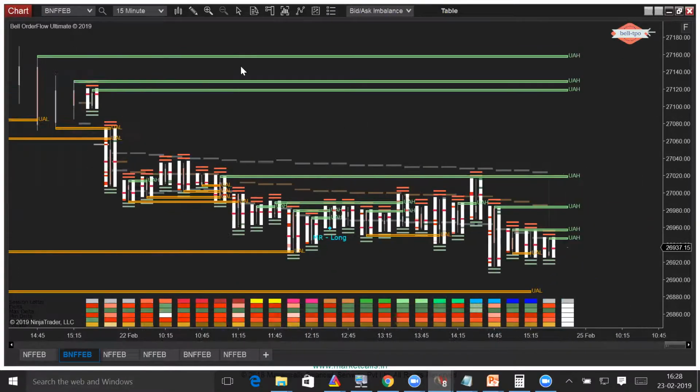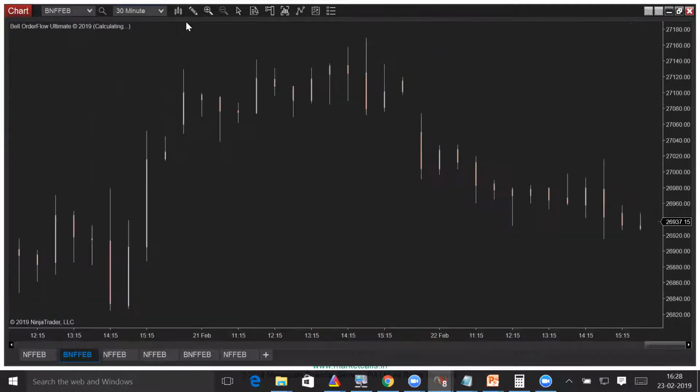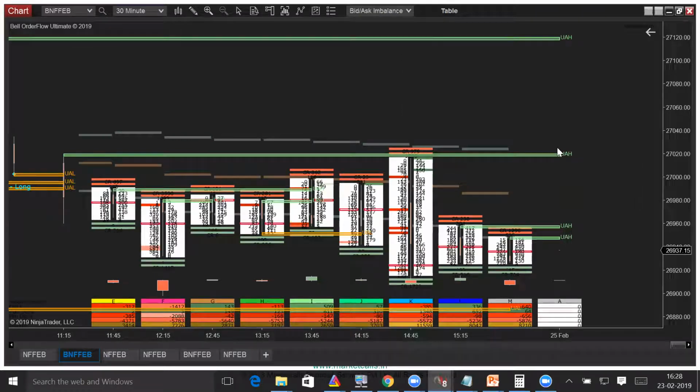Right. So again, let's say even if I go to the 30-minute time frame, the same levels would be there, but maybe the number of levels would be very few. So 1 and 2 and 3 and 4. Earlier it was more than 9 or so. Now that has been reduced to only 4 levels.